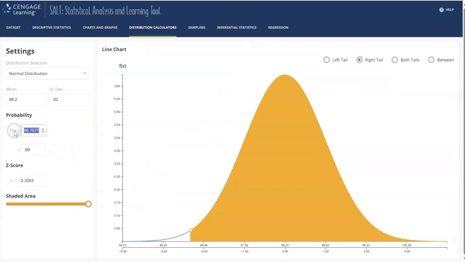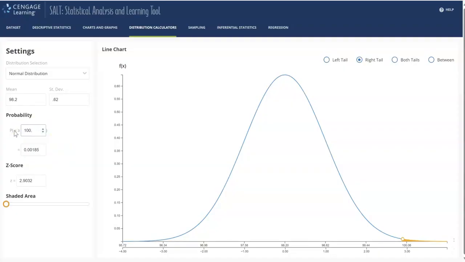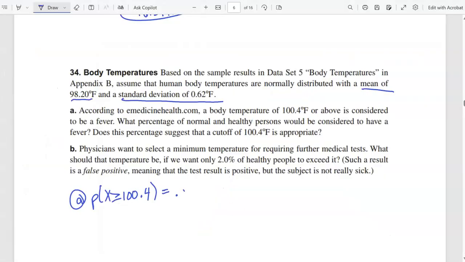And we're going to type in 100.4 as our X value. And that probability is going to be really small, 0.0002 if I round to 4 decimal places. So as a percentage, that would be less than 0.02% of the population.